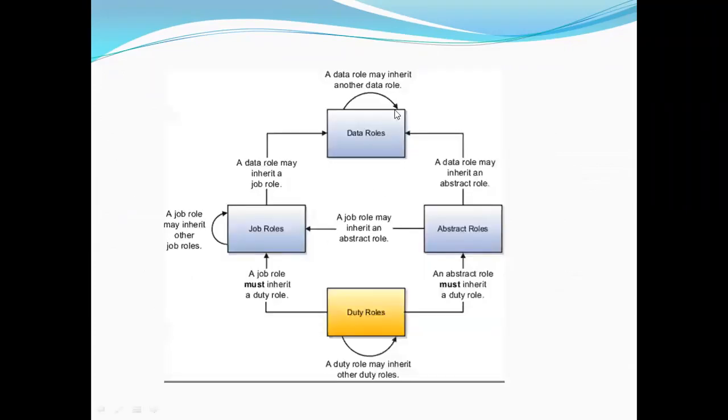Here you see the data role, job role, abstract role, and duty role. Data roles mostly work on the data side. Each role can inherit another role. For example, a job role may inherit other job roles, and a job role may inherit an abstract role. A job role must inherit a duty role; this is mandatory. An abstract role must inherit a duty role. A data role may inherit an abstract role. This is how roles are shuffled from one role to another.